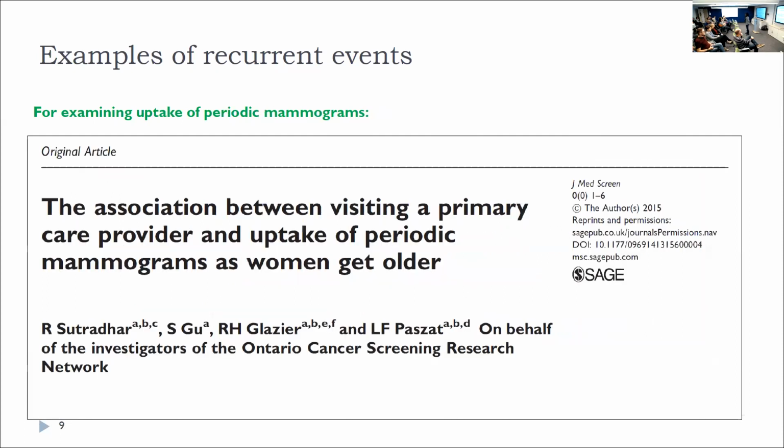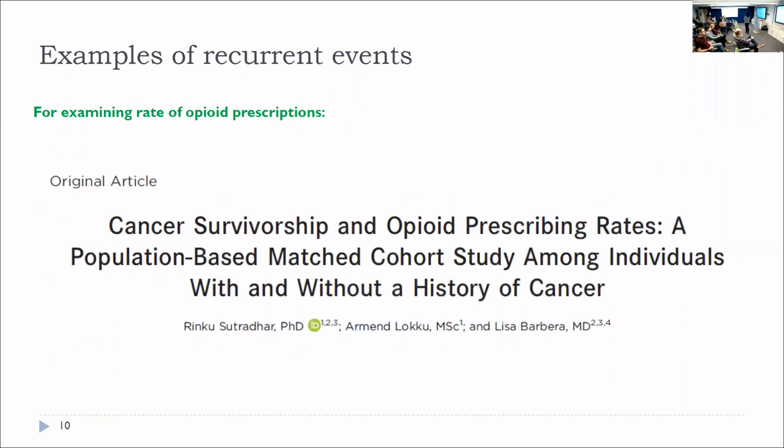Another example, in this paper we looked at screening, so periodic mammograms among women aged 50 to 74. We want to know if seeing a primary care provider, perhaps they're encouraging you to get screened, increases your rate of mammograms over time. In Ontario, through OBSP, you no longer actually need a referral from a family physician, so you can get a call or a letter, go in and get your mammogram done. So we're interested in whether physicians still have an impact on screening uptake. That's what this paper is about.